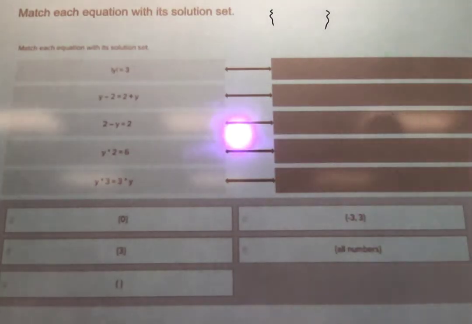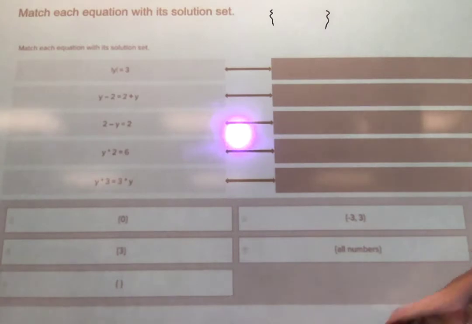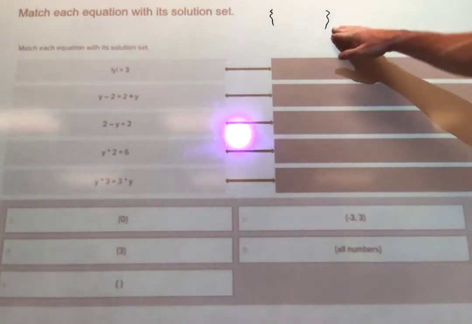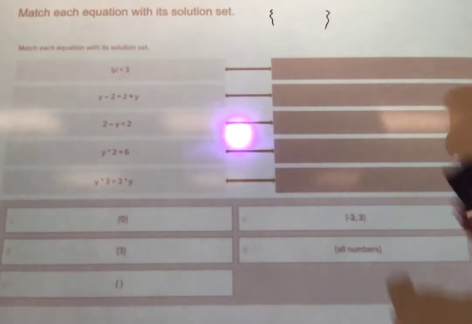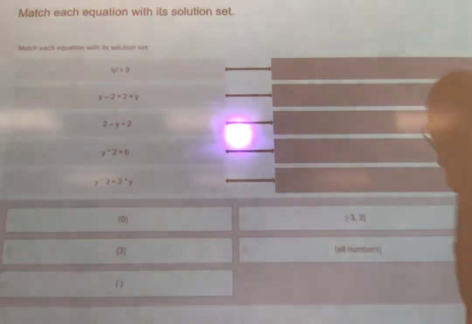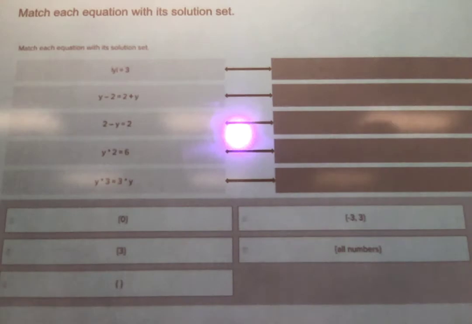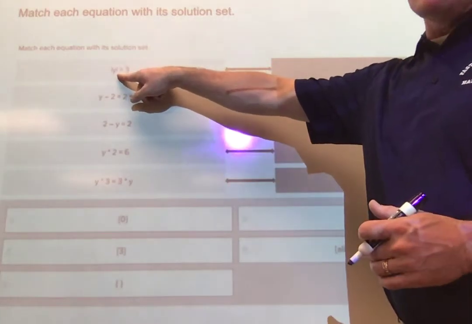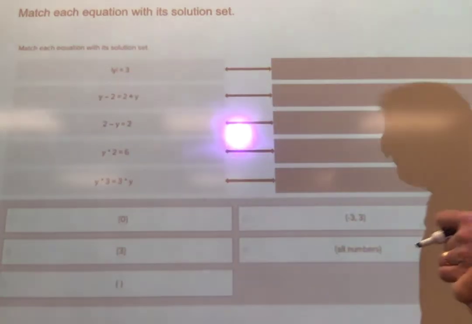Oftentimes there's more than one answer, so we need to have a set of answers. So this represents your solution set notation. Okay, so we're going to match these with which choice it goes with down here. The first one, remember, is the absolute value of y equals 3.